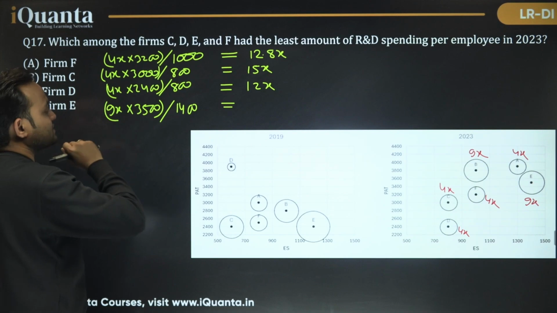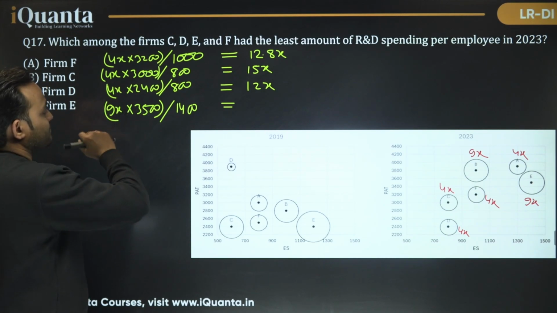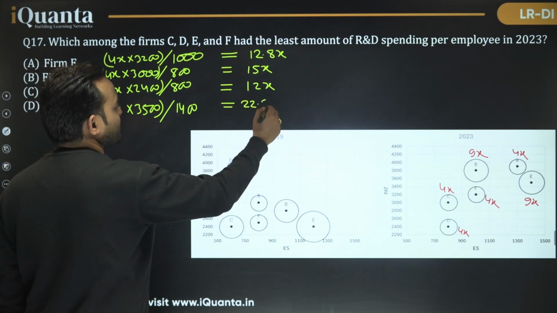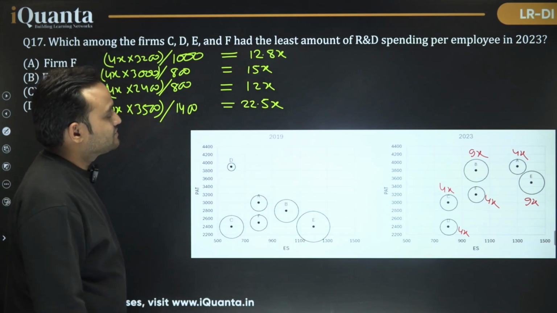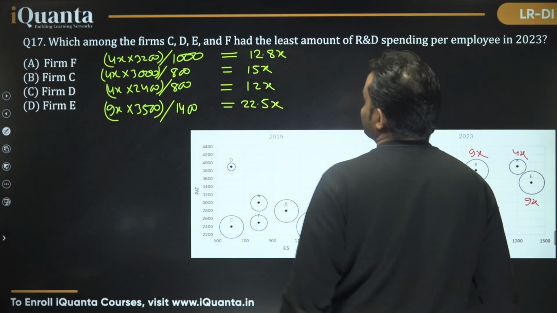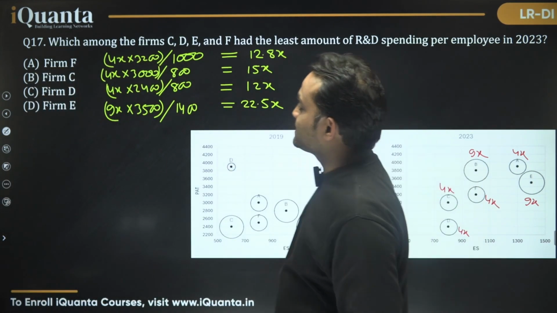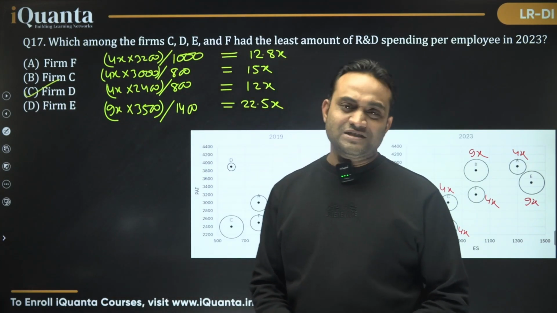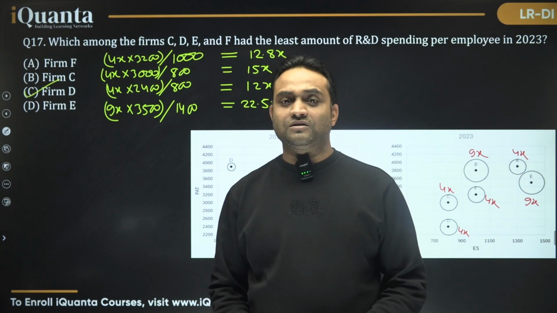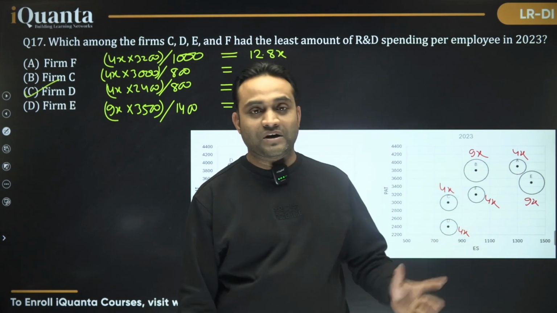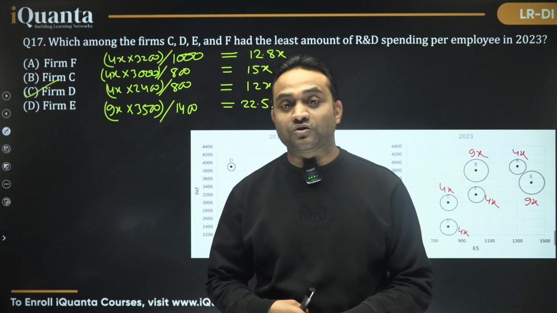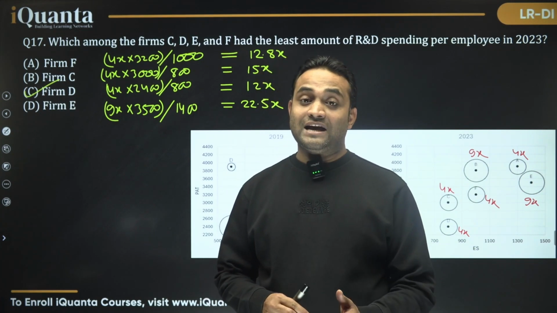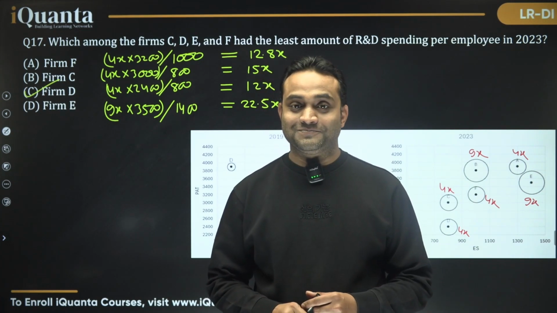And this value is 2.5 into this. So 22.5x, right? So it says least amount. Where do we find the least amount? It's nothing but form D. Okay, so this was a very interesting set based on some bubble graphs and some involvement of percentages as well as area of circle.